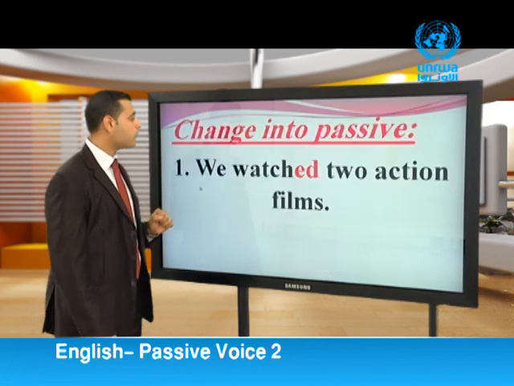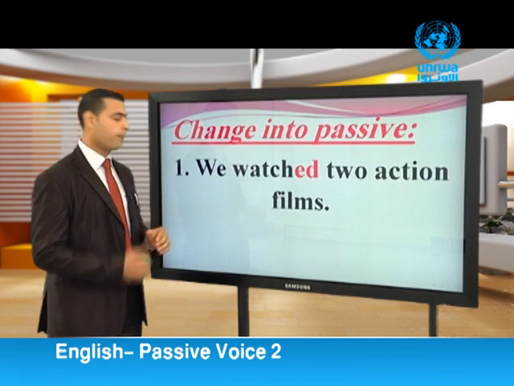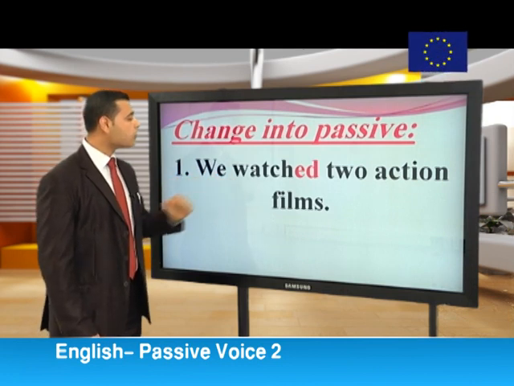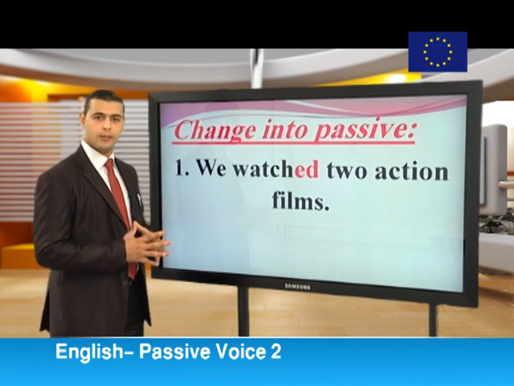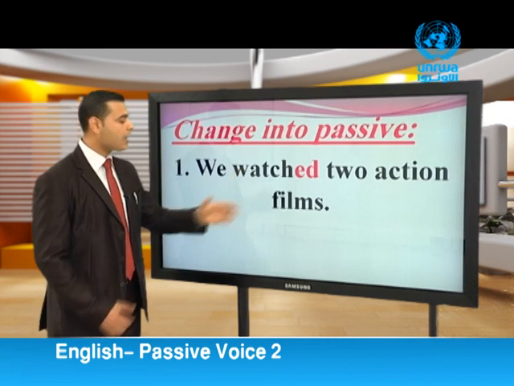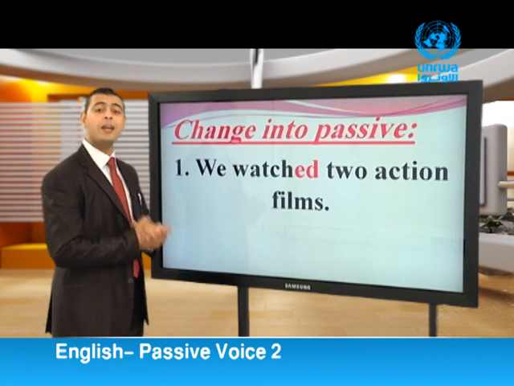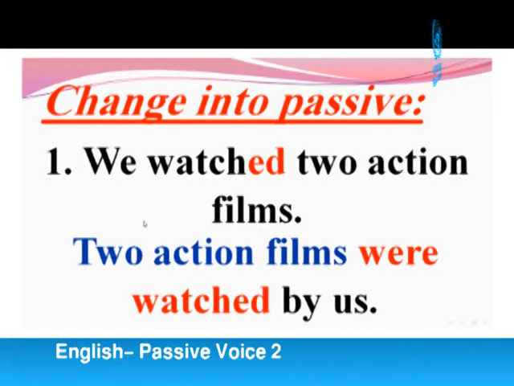Let's practice what we have talked about. Change into passive. Number 1. We watched 2 action films. Here we need to start with the object of the active sentence. The object is 2 action films. 2 action films were watched by us.